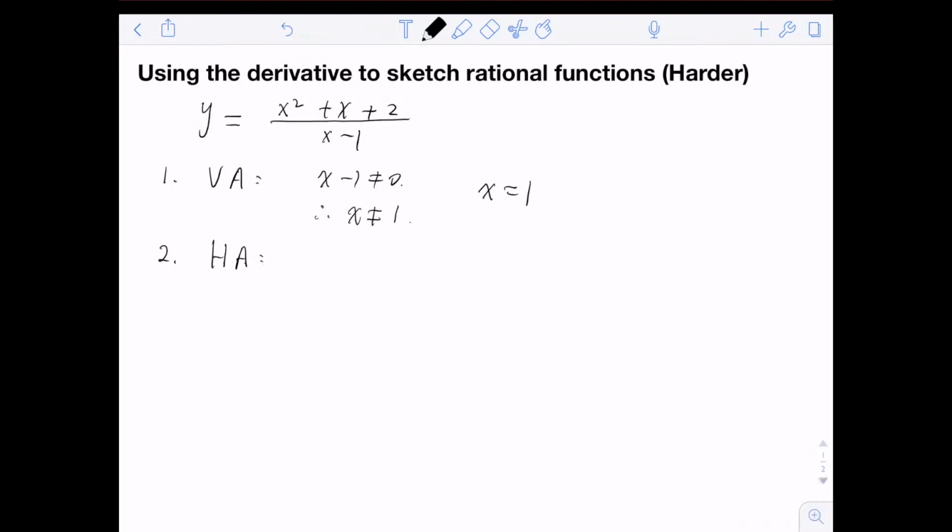I'm going to call it HA, horizontal asymptotes. As I explained in the last video, the horizontal asymptote is when x approaches infinity, a very big x value, what does y approach? So let's do the same work again. And I'm going to do the same thing as my last video. I'm going to divide by the highest power of x.